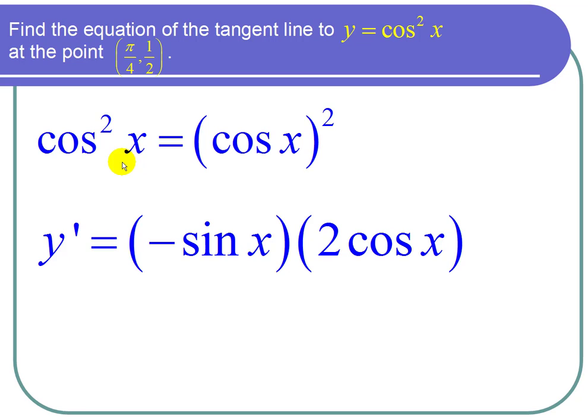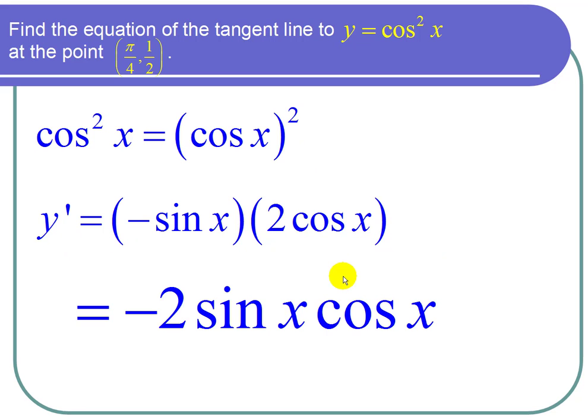And now that we have the derivative, we can find the slope of the tangent line by plugging in pi over 4 for x. And I do that. And then remember the sine of pi over 4 is 1 over root 2. And the cosine of pi over 4 is also 1 over root 2.